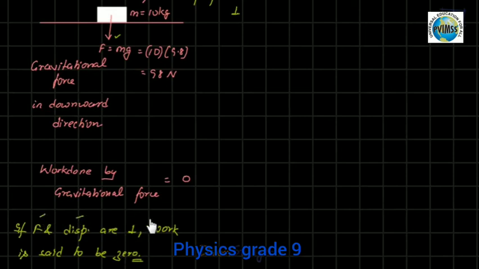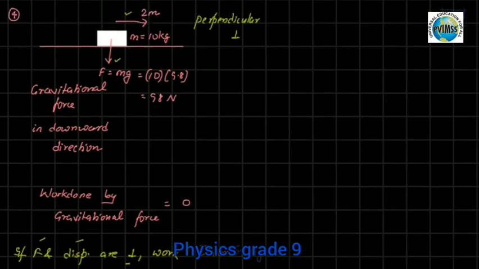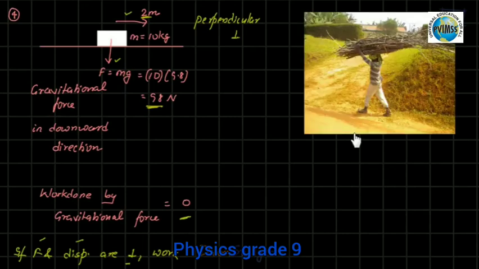Force and displacement are perpendicular and work done is 0. Force and displacement are present but they are perpendicular. That's why we say that work is 0. You can see here displacement is 2 meters and force is also 98 Newton, but the work done is 0 because they are perpendicular to each other.